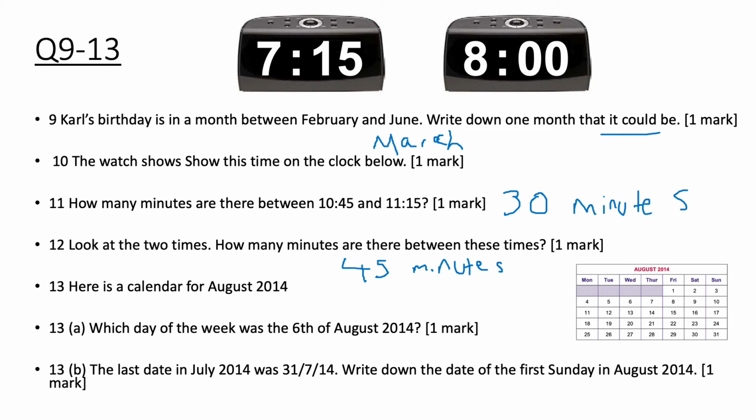Okay, question number 13. Here is a calendar for August 2014. Which day of the week was the 6th of August? We can see here that the 6th of August represents a Wednesday. So it was a Wednesday on the 6th of August.